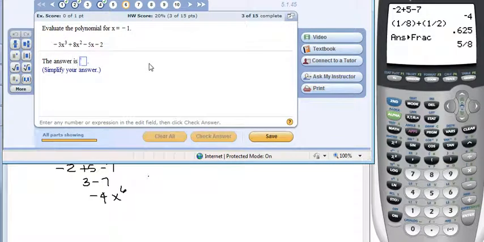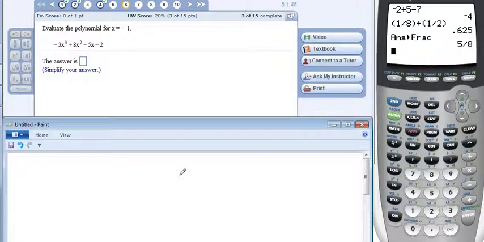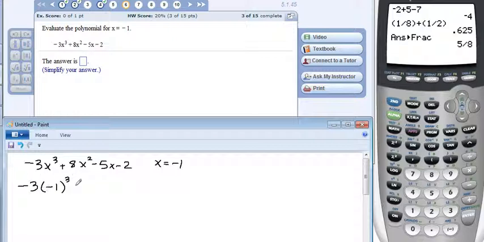Piece of cake. All right, so now we're going to start evaluating, or substituting in numbers for letters. Here's my polynomial expression, and it's telling me that x is -1. So wherever I see an x, I'm going to put a -1 in. And the rest stays the same. And then I crunch numbers.